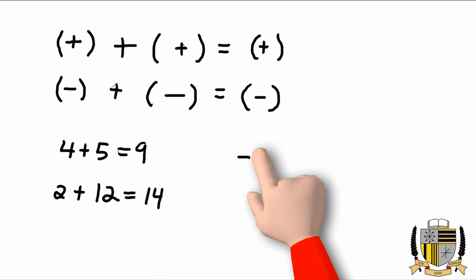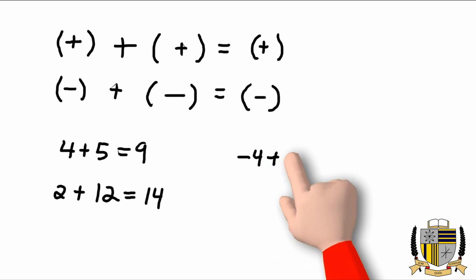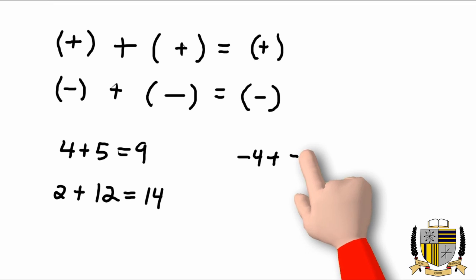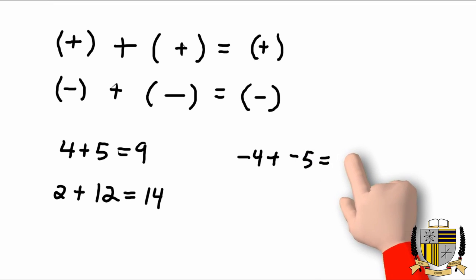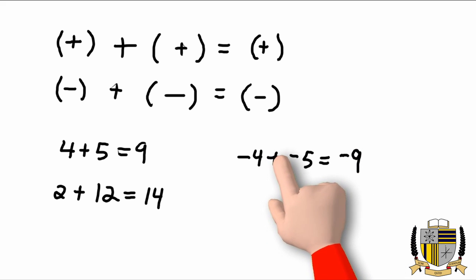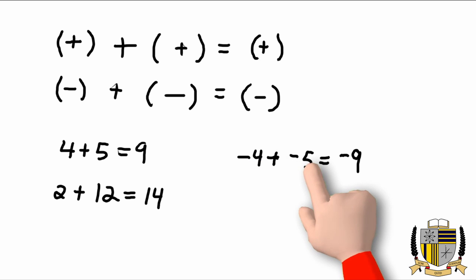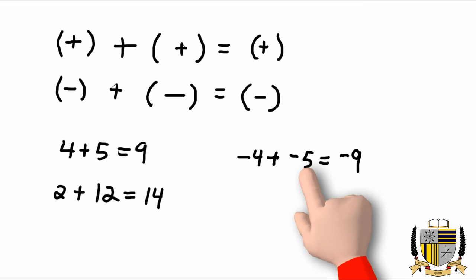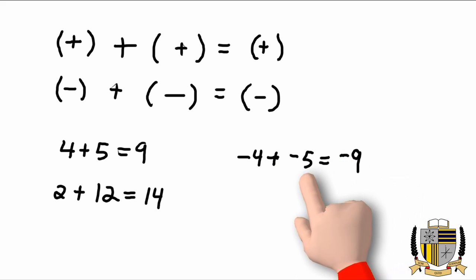Same thing goes for negatives. We can have a negative 4 plus a negative 5, and that's going to equal negative 9. So we're adding the same numbers. We're adding the numbers 4 and 5, regular, same old addition. 4 plus 5 will be 9, and since it's negative and negative here, it's going to be negative 9.